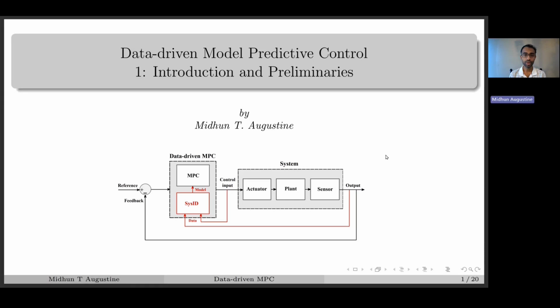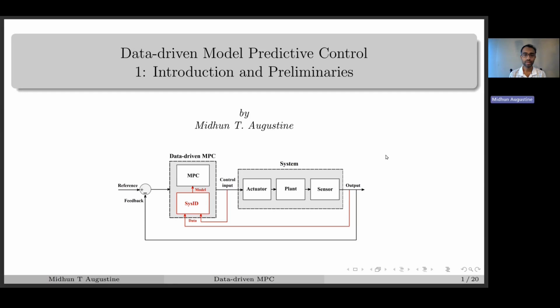Model predictive control, or MPC, is a modern control approach which uses a model of the system to predict the future behavior and to compute the control input that optimizes the predicted behavior. In data-driven MPC, we use the data to either identify a model for MPC or to directly compute the MPC control input.